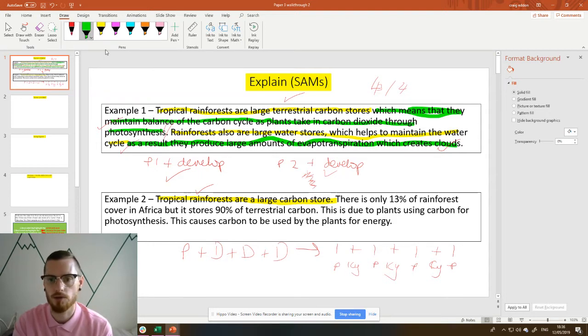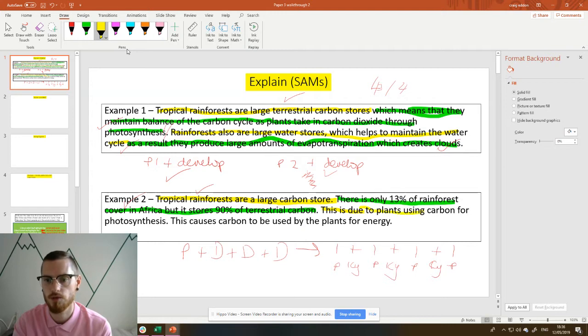Going to green so it's easier to see the differences in points. There's only 13% of rainforest cover in Africa, but it stores 9% of terrestrial carbon. It's an exemplification. It's going to be enough to develop that point to get your second one. Keep going, we'll go back to yellow. This is due, I think that phrase there is a connective phrase. It's not one of the key phrases I like, but I think it's enough to say we're developing the point.